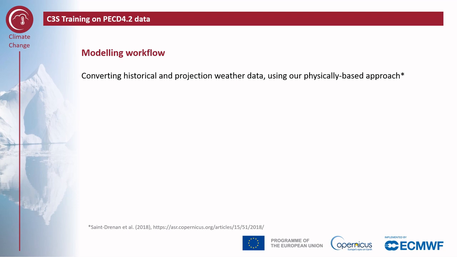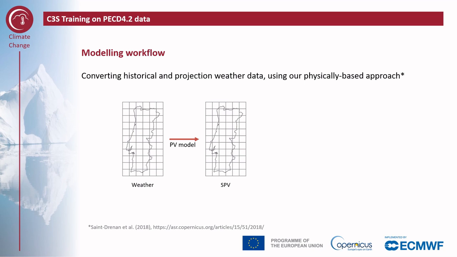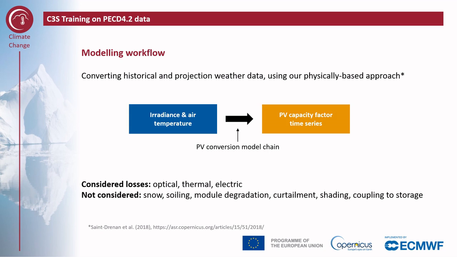In PECD, we calculate historical and prospective PV capacity factors. To do this, we collect gridded weather data, which are processed by a PV conversion model and then aggregated at different spatial levels. We have in place a physics-based PV modeling chain, which considers solar irradiance and air temperature to estimate the PV capacity factor. In it, we consider optical, thermal, and electric losses. However, we do not yet account for snow, soiling, module degradation, curtailment, shading, nor storage.